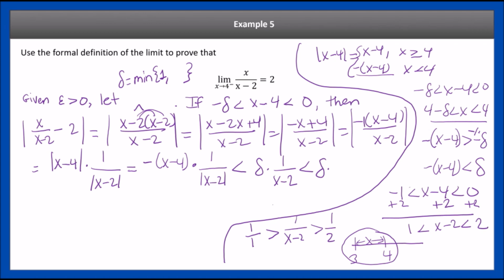And so we can see that 1 over x minus 2 is actually less than 1. So we can replace this with 1. So this is going to be less than delta times 1. And so that means delta must be equal to epsilon. And that is the end of the proof. So we're going to say that delta is equal to the minimum of 1 and epsilon. End of proof. So that one took a little bit more thought with the absolute values and stuff. But there you go.